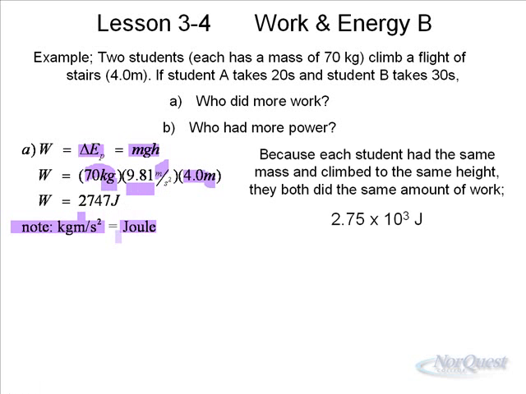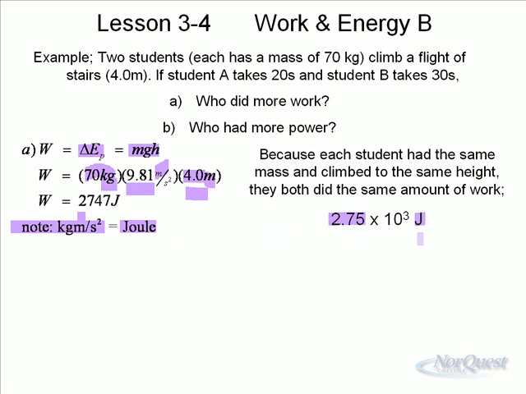In any case, because each student had the same mass and climbed to the same height, both students had a mass of 70. Both students climbed to a height of 4 meters, so both students did the same amount of work. And we would round that 2747 to 2.75 times 10 to the 3 joules, or 2.75 kilojoules.